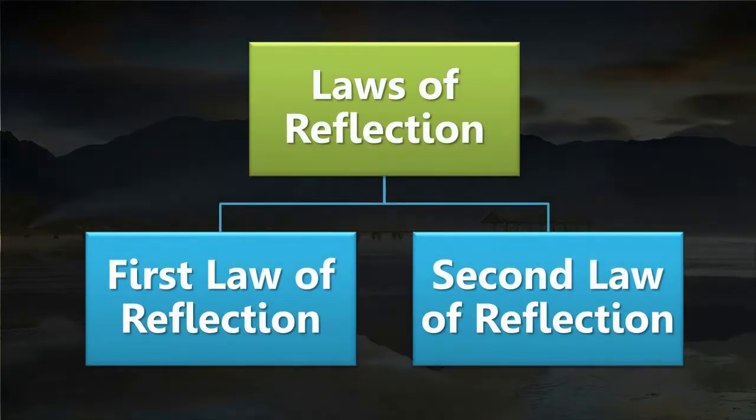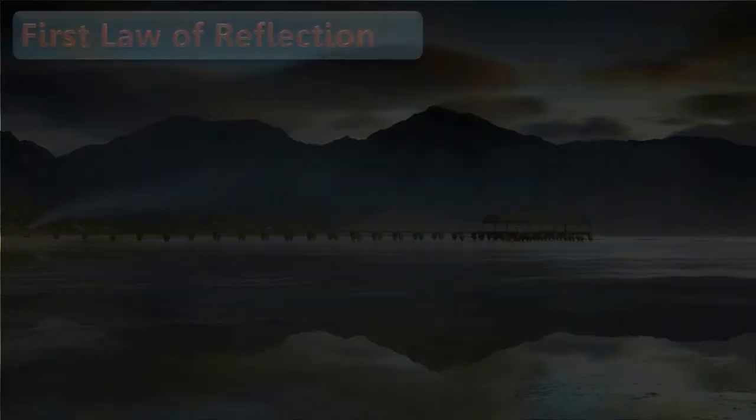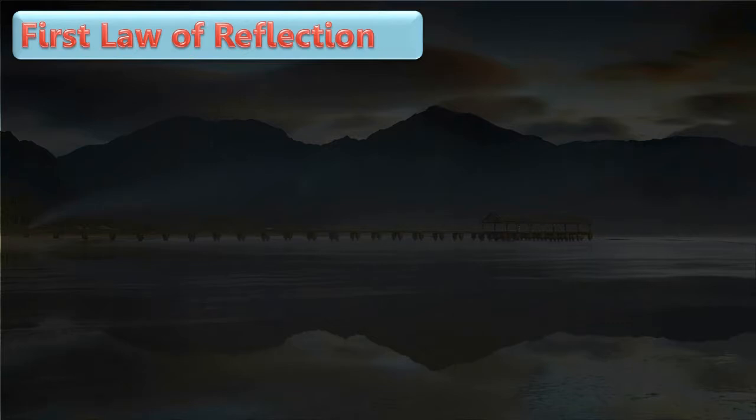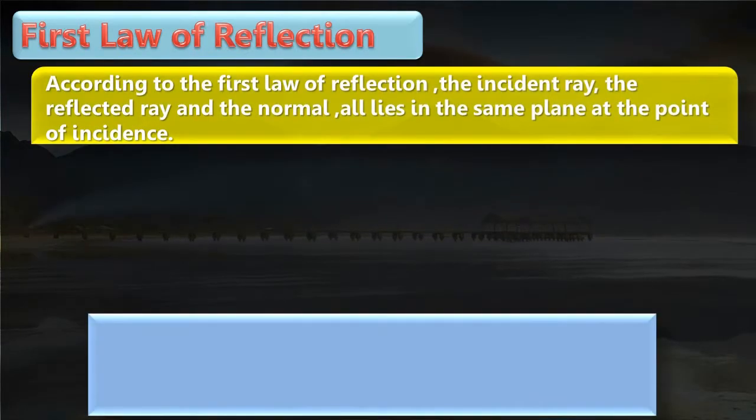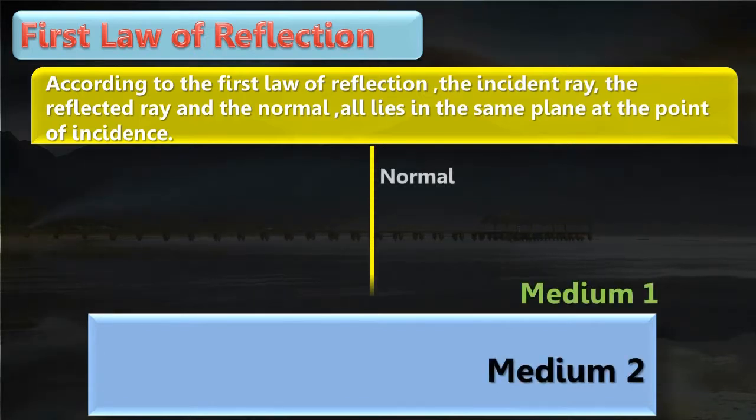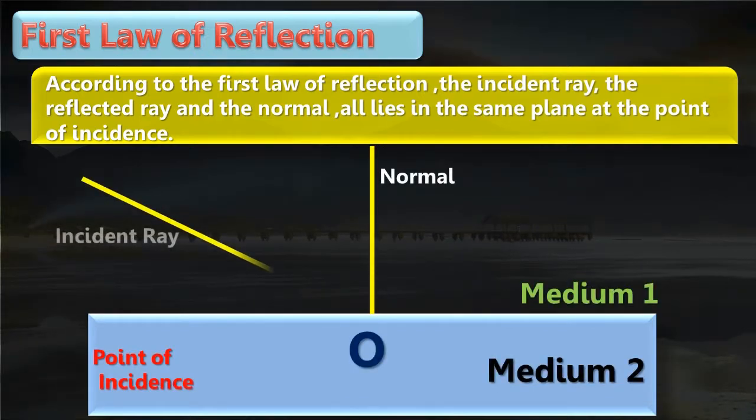There are two laws of reflection. They are: number 1, first law of reflection, and number 2, second law of reflection. First law of reflection. According to the first law of reflection, the incident ray, the reflected ray, and the normal all lie in the same plane at the point of incidence.